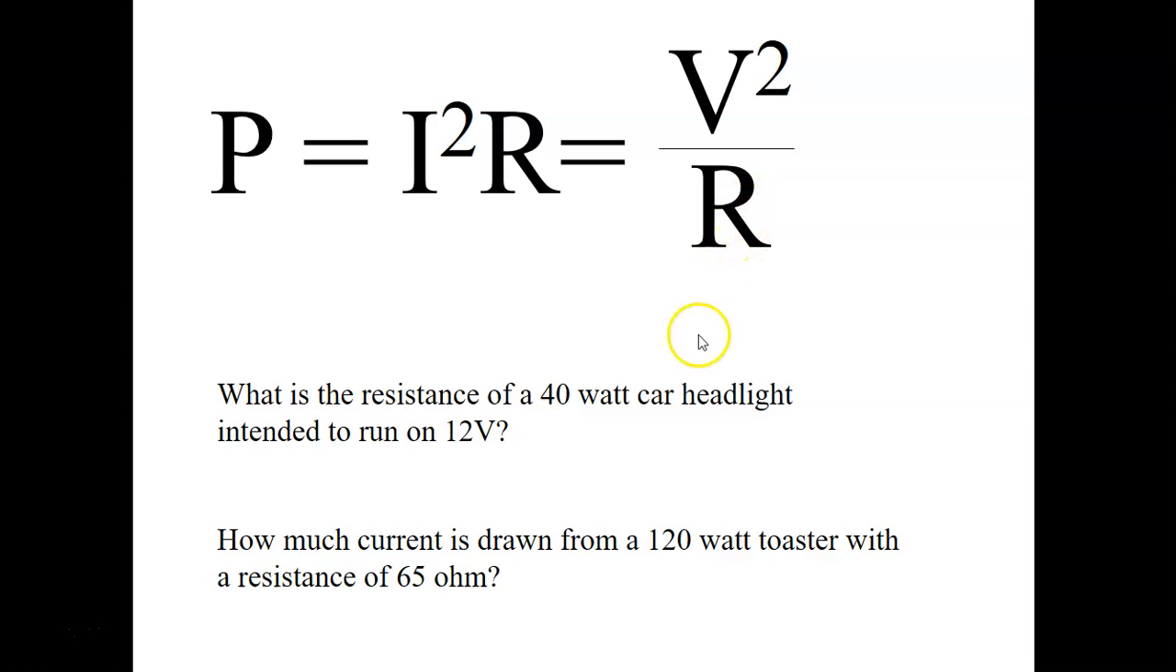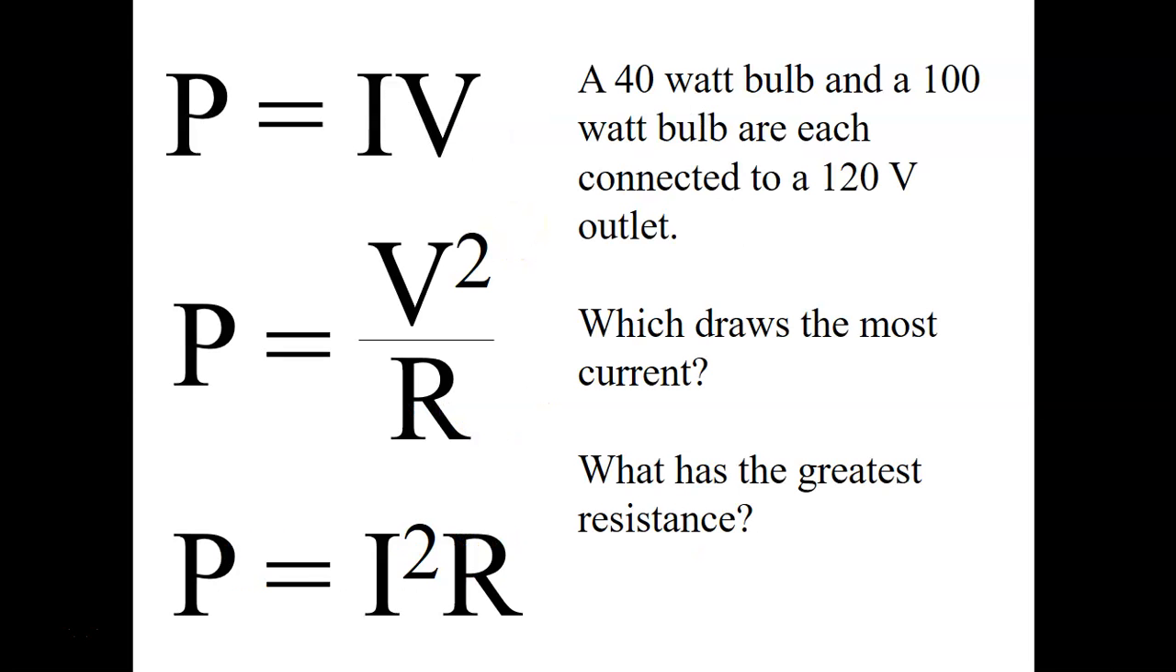How much current is drawn from a 120 watt toaster with a resistance of 65 ohms? So we're looking for current. We've got power and we've got a resistance. So that means we're using P equals I squared R. So I jot these equations down: P equals I squared R and P equals V squared over R, just to have. You'll use them in your problem set and on the test, maybe once, but they're probably helpful to have.